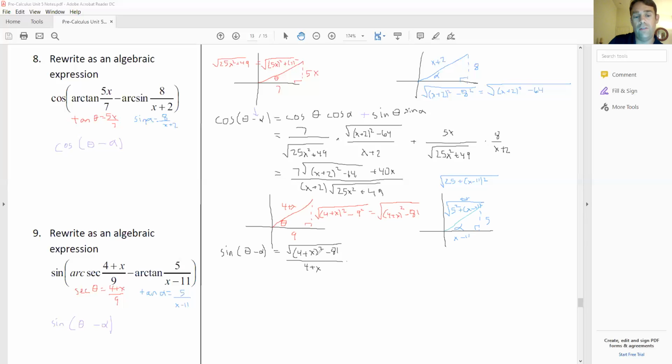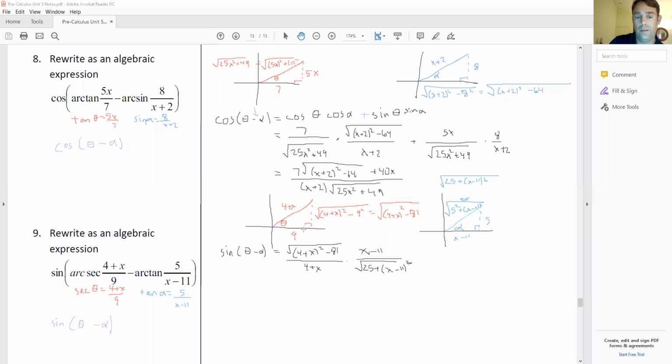So sine of theta, sine cosine, then cosine of alpha. So cosine of alpha is x minus 11 all over the square root of 25 plus x minus 11 squared. Sine, cosine, and then we're going to have cosine, sine.